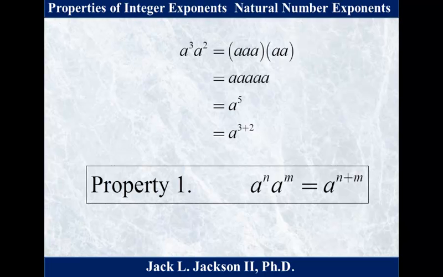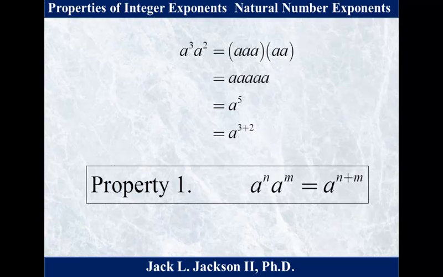So suppose we have a cubed times a squared. Well, a cubed literally means a times a times a, 3 a's multiplied together. And a squared means 2 a's multiplied together, a times a. Well, of course, this is still just a times a times a times a times a, or in other words, 5 a's multiplied together, which is a to the 5th.